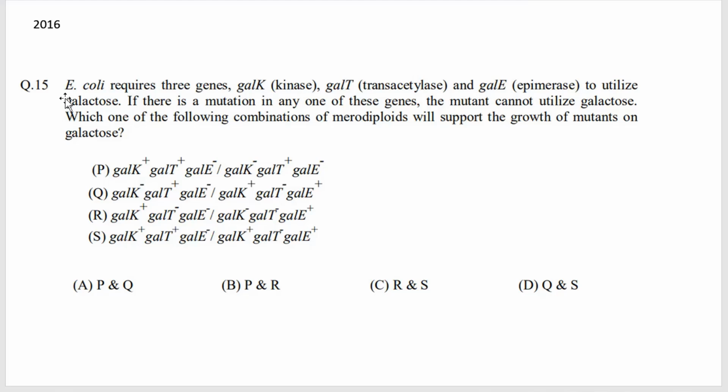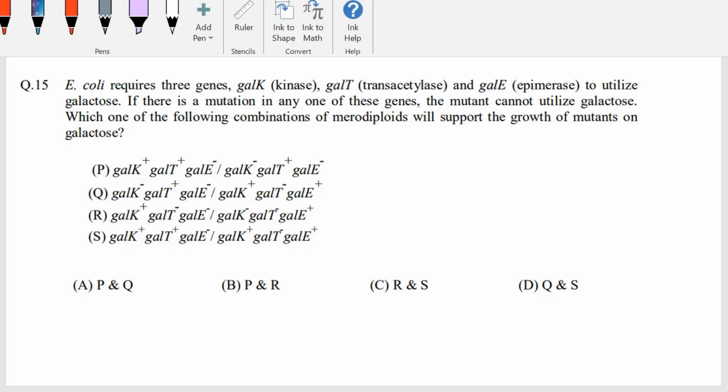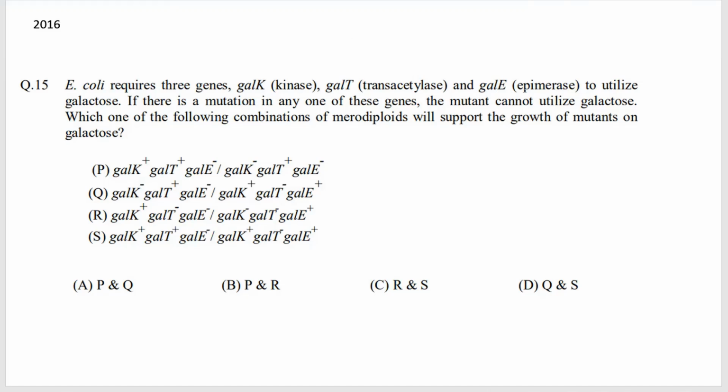E. coli requires three genes: Gal-K, which is a kinase, Gal-T, which is a trans-acetylase, and Gal-E, which is an epimerase, to utilize galactose. You can understand from the statement that these are all genes from the galactose operon, which has three genes, and all three genes are required to utilize or metabolize galactose.